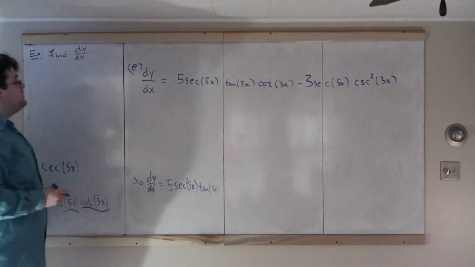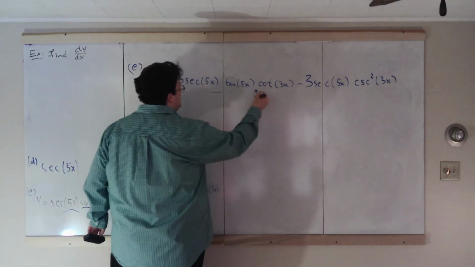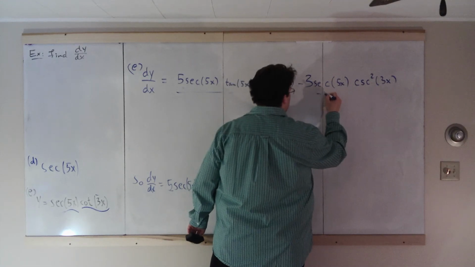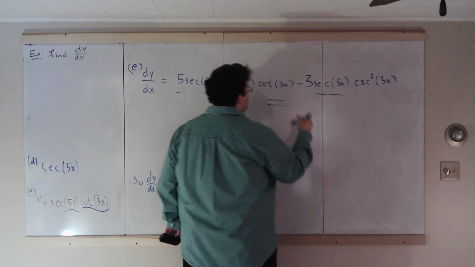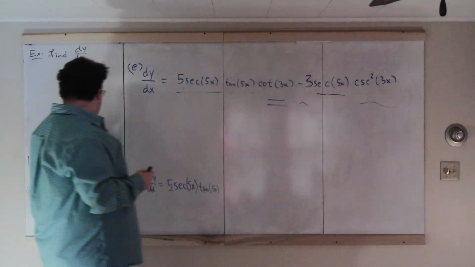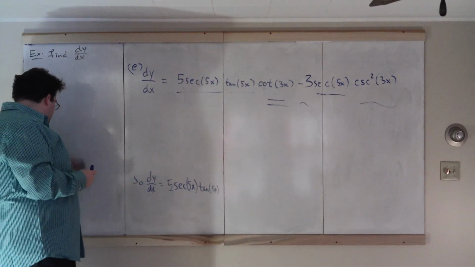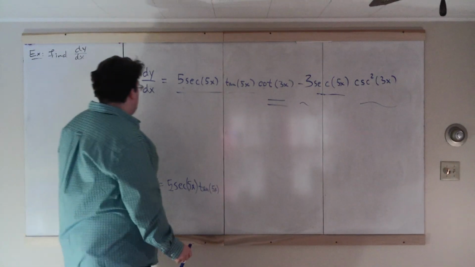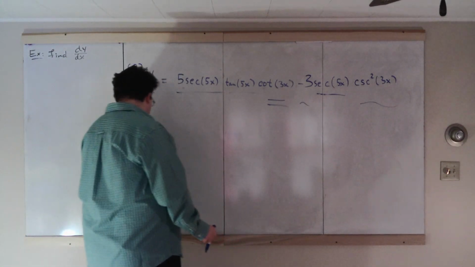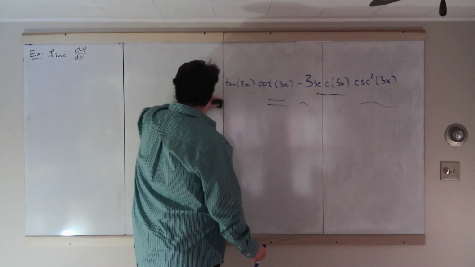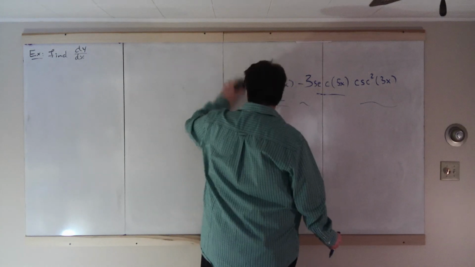So we have derivative of the first times the second plus the first times the derivative of the second. So if you wanted the u substitution for the second derivative taken there, it would be u equals 3x. And the argument would be similar to the argument for part D.